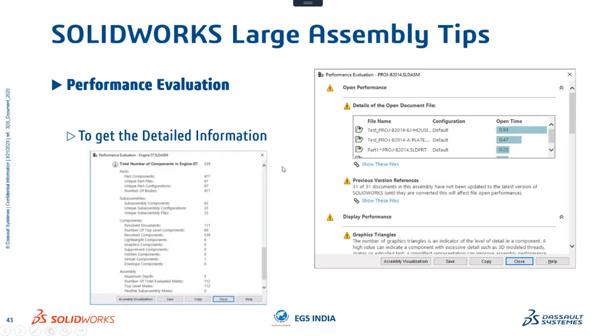If you open the assemblies and finally the performance evaluation tab, which is under the evaluation command manager, on this tab it will show which files take a large time to open, and also which files have a high amount of graphical triangles, and also the number of components and sub assemblies contained in these assemblies. With this data you can simplify your configuration and simplify your assembly files.